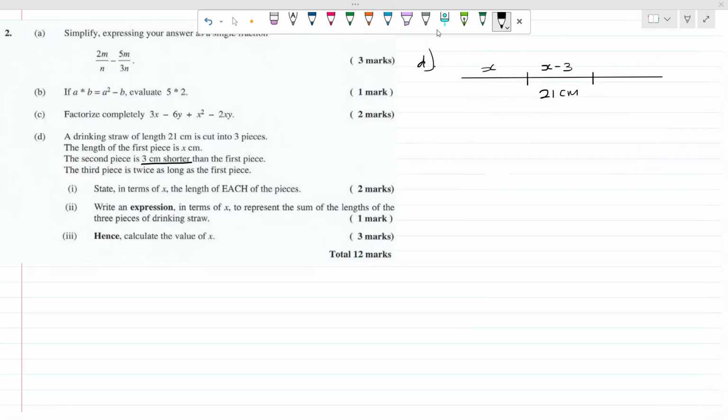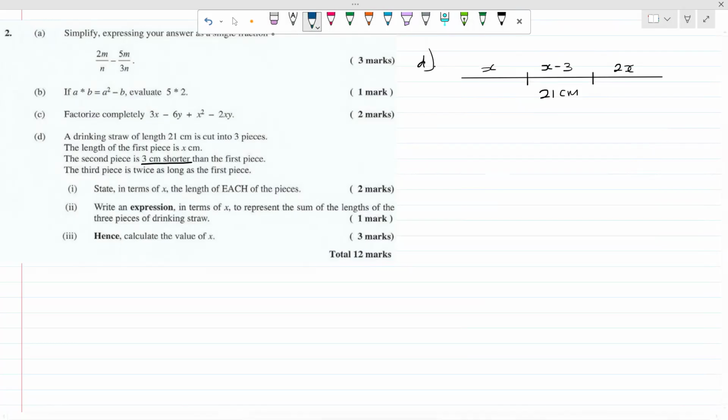I don't want you to assume from the diagram that it's getting cut into 3 equal pieces. I just want you to see the 3 pieces. So the first piece is x. The second piece is 3 centimeters shorter, so I'm minus 3 from x. And then the third piece is twice as long as the first piece. So that's 2x. So those are my 3 pieces. We cool with that? Give me a thumbs up if you're okay with that.